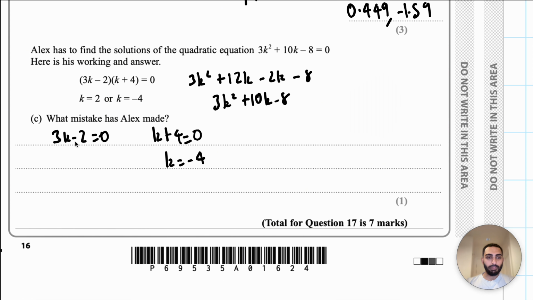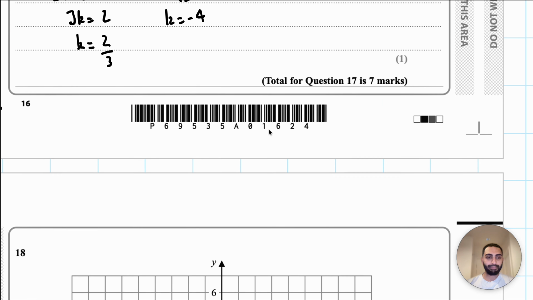If we take a look at this one, k is being multiplied by 3, and then we take away 2, so it would be 3k is equal to 2. And if we divide both sides by 3, we get k is equal to 2/3. So he hasn't solved this part correctly. And so we found that k is equal to 2/3, so the mistake is over here. He's just thought that you can take the positive of this number, but he's forgotten to divide it by 3.